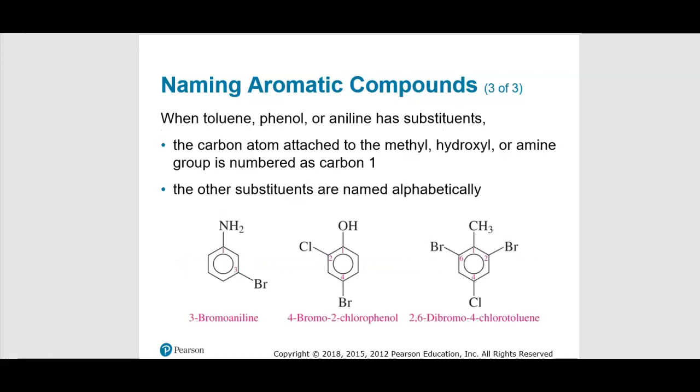When we get to toluene, phenol, or aniline, when they have substituents, then it gets a little different. All right, you see 3-bromoaniline. For aniline, the carbon with the amino group, the NH2, is the one carbon. Phenol, the one with the OH, is the one carbon. With toluene, the one that has the methyl group is the one carbon. So you're going to give the substituents the lowest possible numbers with that in mind.